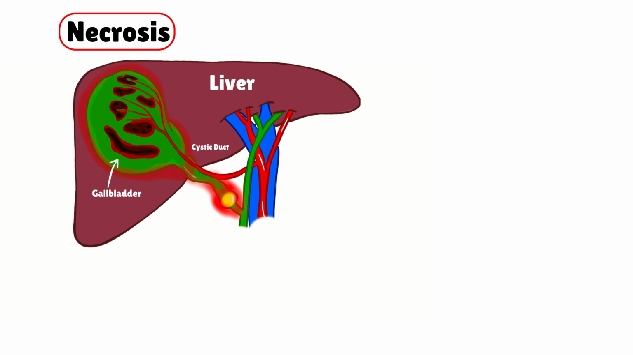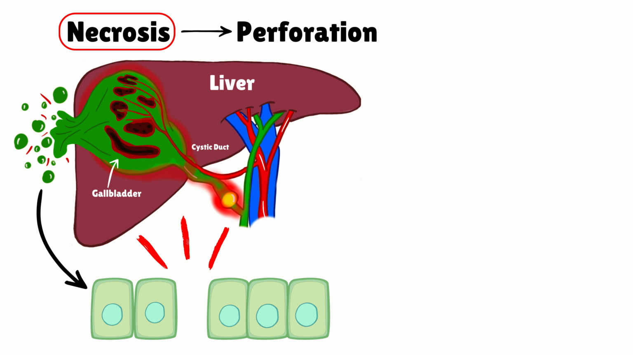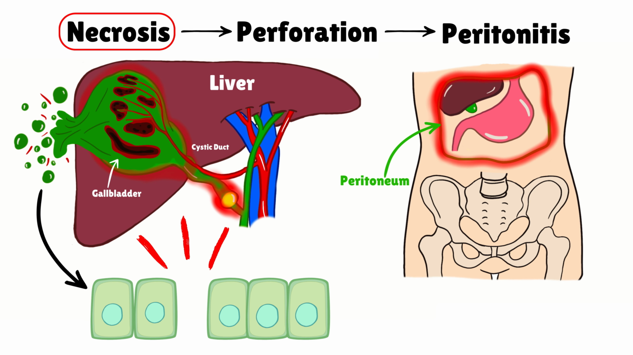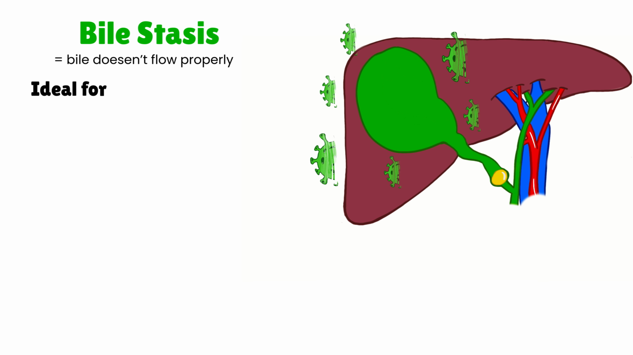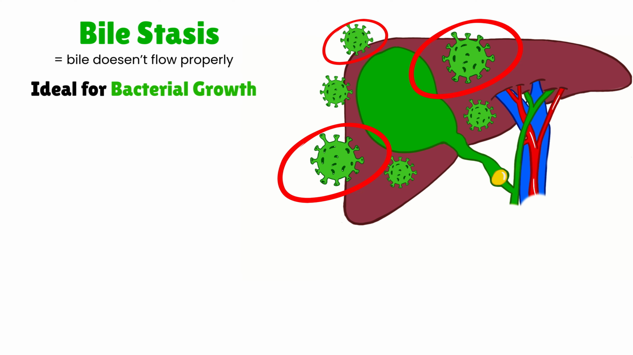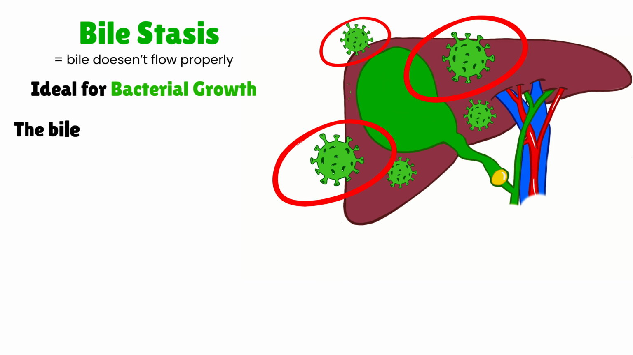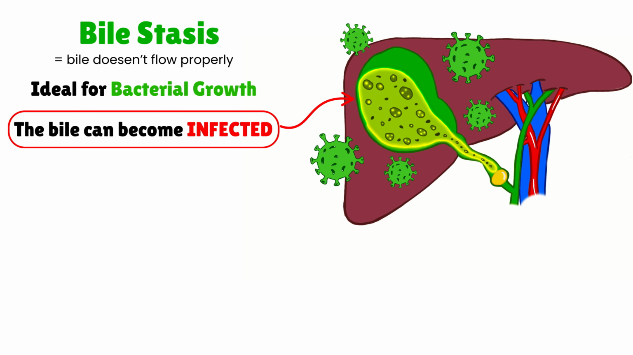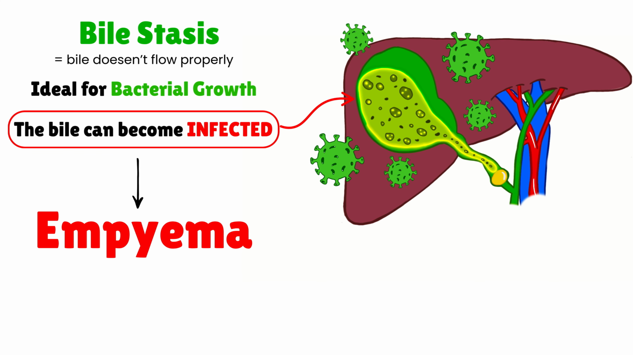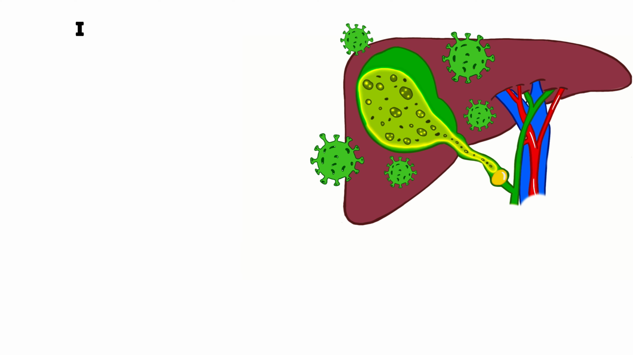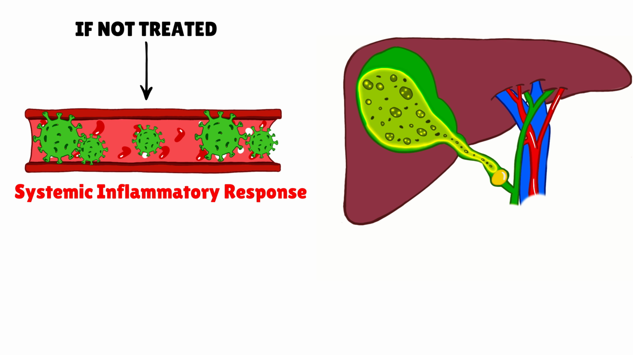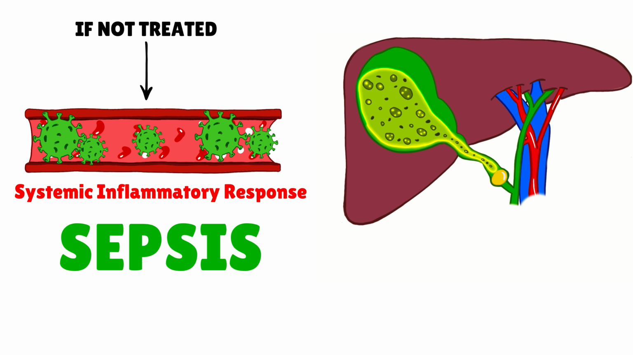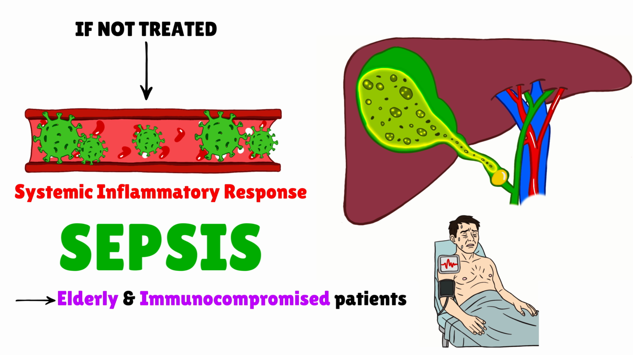However, if that weakening continues, the wall may eventually perforate and trigger intense inflammation of the peritoneal lining, leading to peritonitis. In other cases, long-time obstruction may lead to bile stasis, an ideal environment for bacterial growth. As bacterial growth continues, the bile itself may become infected and purulent, a condition commonly known as empyema of the gallbladder. If the infection progresses further, bacteria may enter the bloodstream and trigger a systemic inflammatory response, potentially leading to sepsis, particularly in elderly or immunocompromised patients.